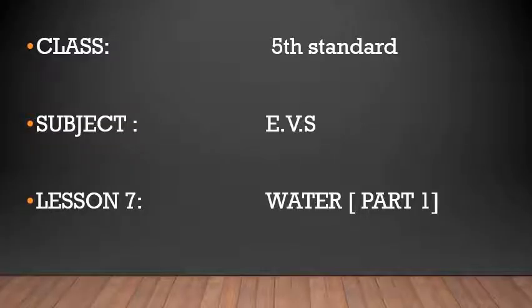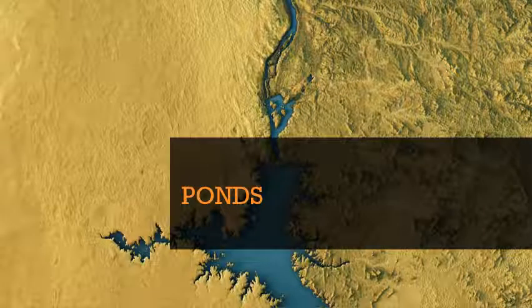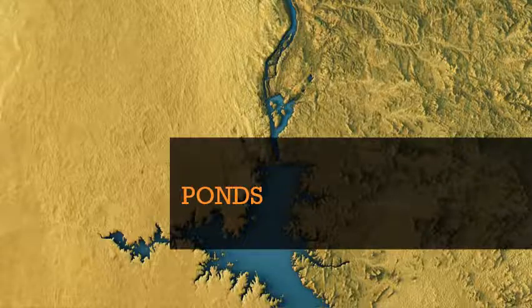The following video is for class 5, subject E.V.S, lesson 7, water, part 2. Now, in part 1 of this lesson, what did we learn? We learned about different sources of water, right? What are the different sources of water? Oceans, rivers, springs, wells. Continuing, ponds are also a source of water.